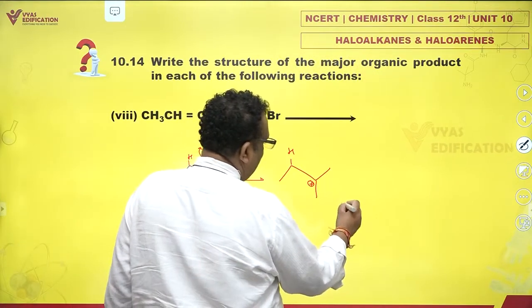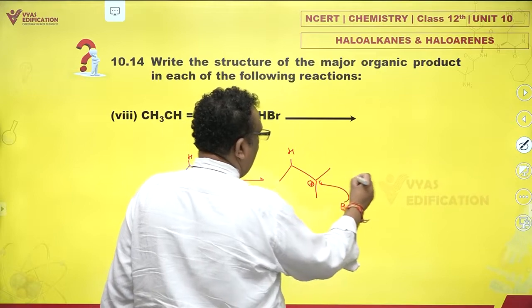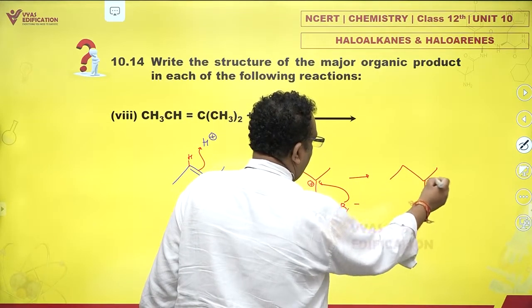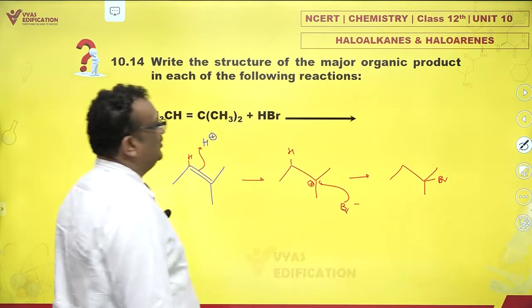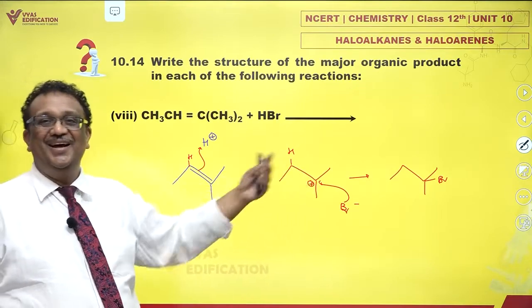And then Br minus gets added. So I get this. This is the major product. Yes, that is the answer.